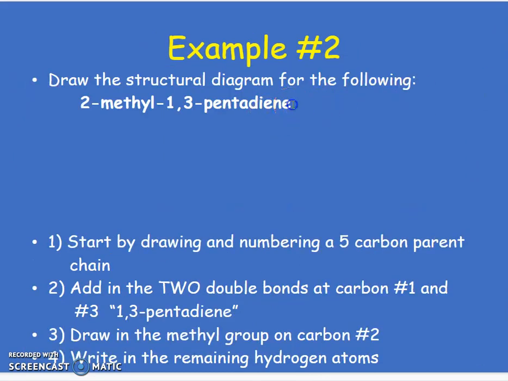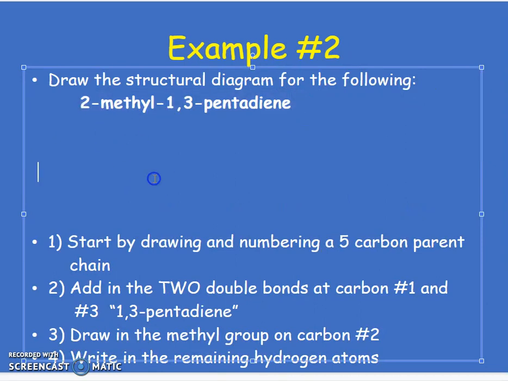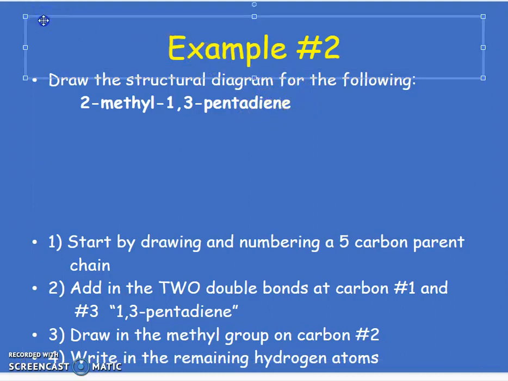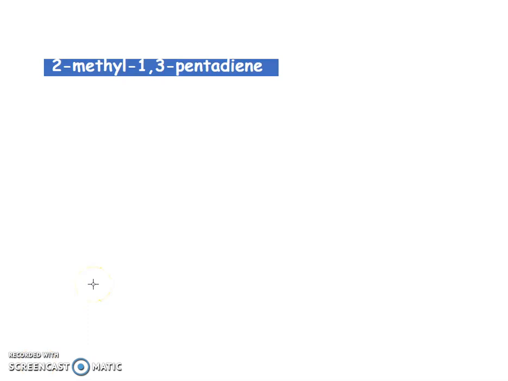Now, if you were to draw a structure, sometimes I find drawing structures is actually easier, because once you know what all the prefixes and suffixes mean, you're literally just drawing that out. So here we have 2-methyl-1,3-pentadiene. Okay, so let's take a look at that. You always want to start with the carbon parent. So we're going to have 5.